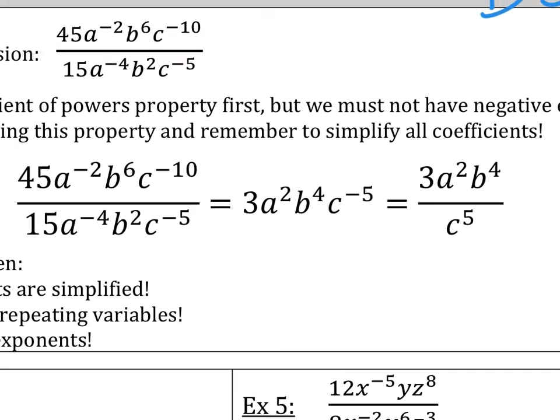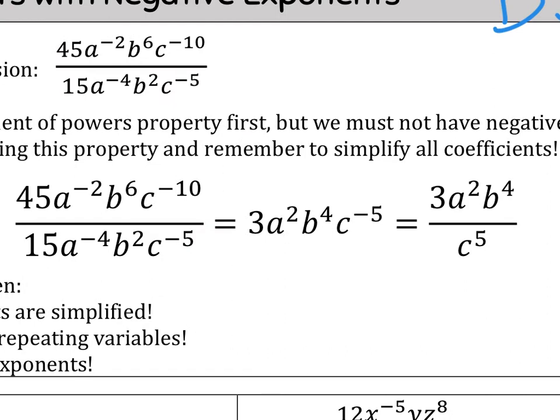So if you look at this first example here, they did the dividing. They did 45 divided by 15, that's 3. A to the negative 2 divided by a to the negative 4, which would be a squared, negative 2 minus negative 4. B to the 6 divided by b squared, b to the 6 minus 2, that's 4. And c to the negative 10 minus negative 15, which is negative 5. This is what they'd get after that first problem.